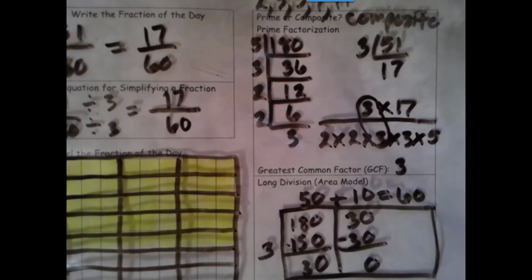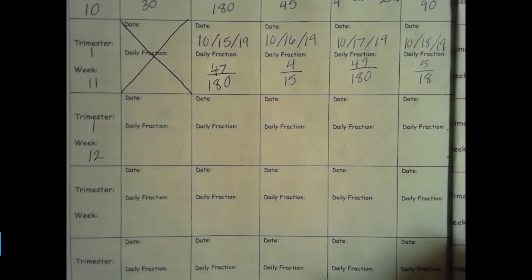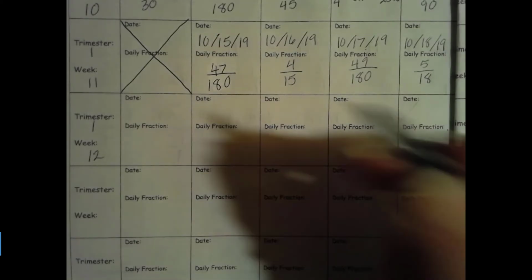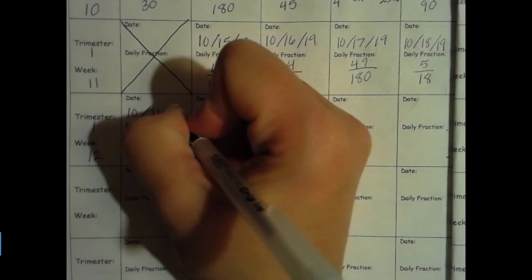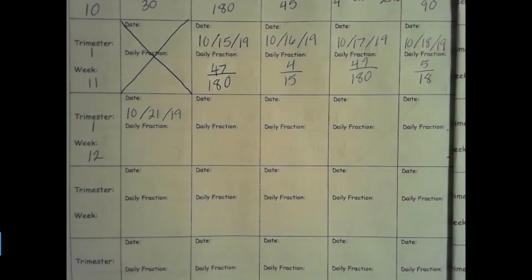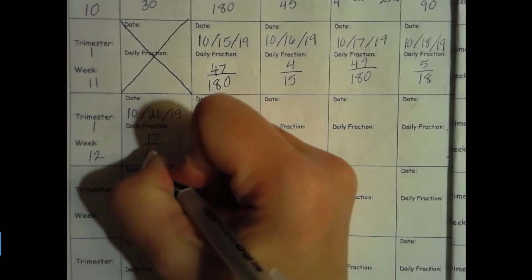All right, let's go ahead and fill in our data collection page. Okay, we are still in trimester 1. We are in week 12. Today is 10/21/19, and our fraction for today is 17/60ths.